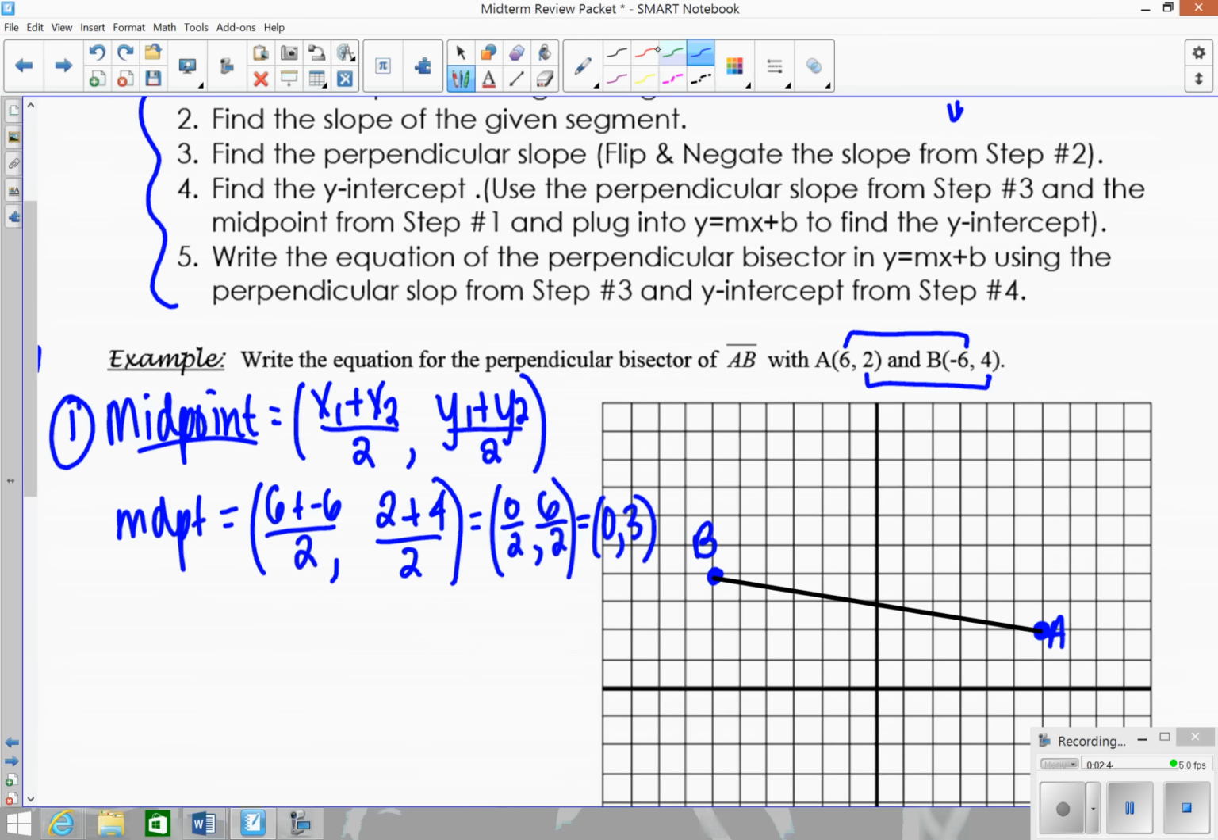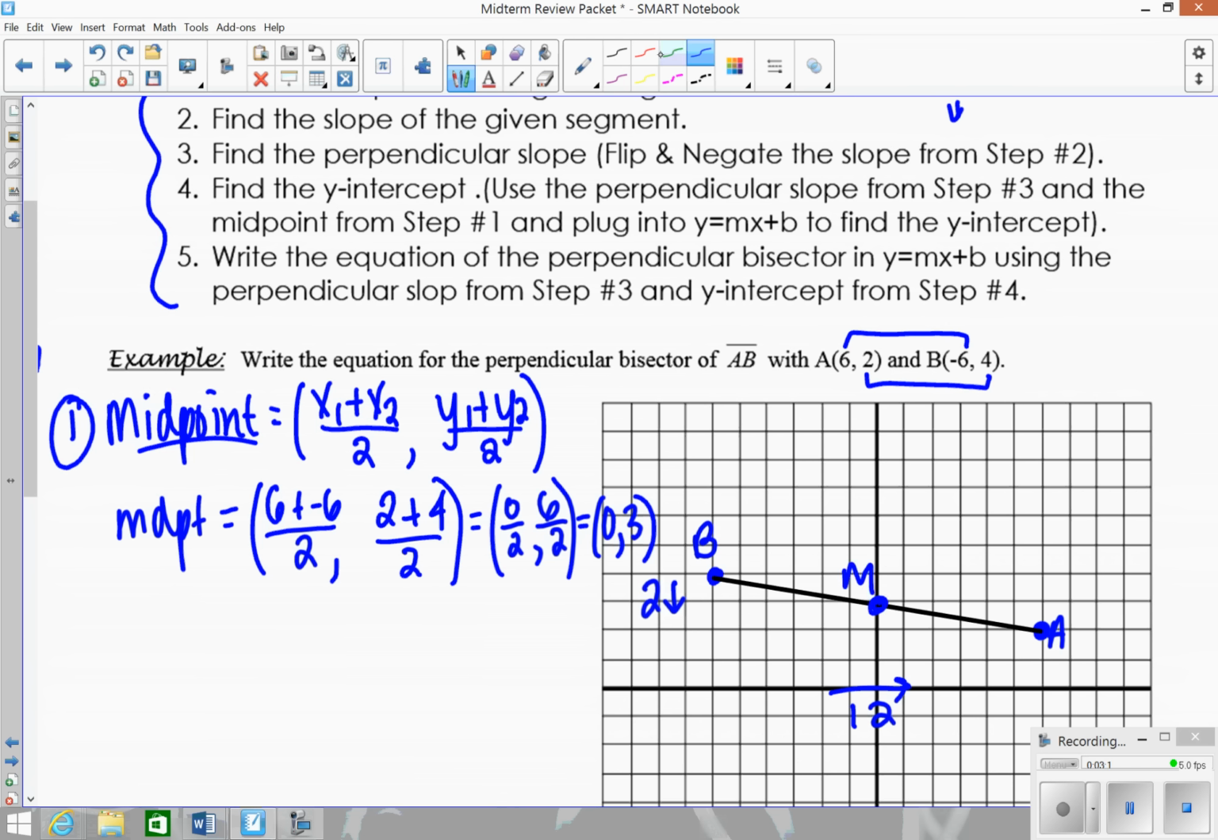I start by finding the midpoint. The easiest way to find the midpoint on a graph is to count the distance. So I had to go down 2 and then over 1, 2, 3, 4, 5, 6, 7, 8, 9, 10, 11, 12. I'm going to do half of those to get the point in the middle. So down 1, over 6: 1, 2, 3, 4, 5, 6. I'm going to label that M for the midpoint.